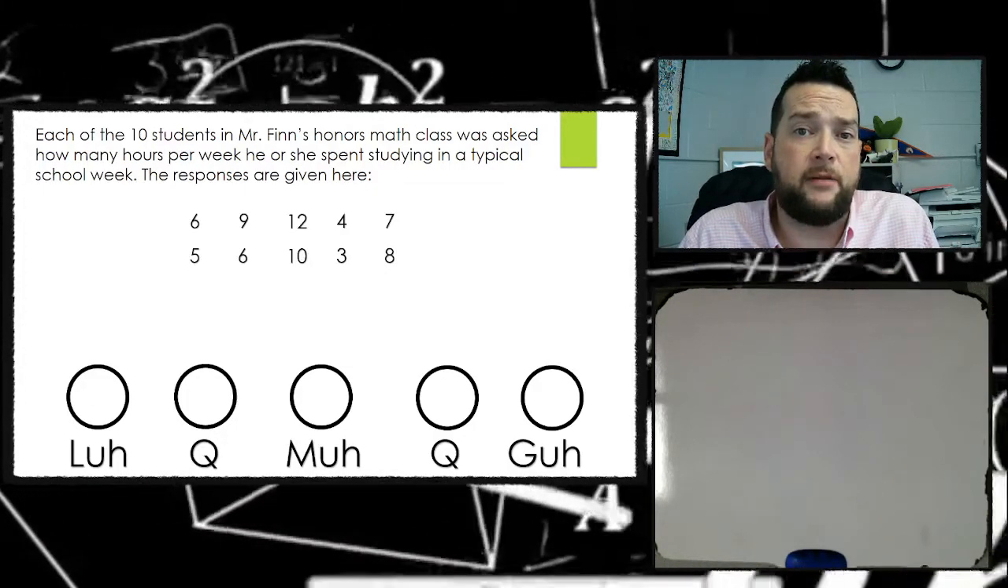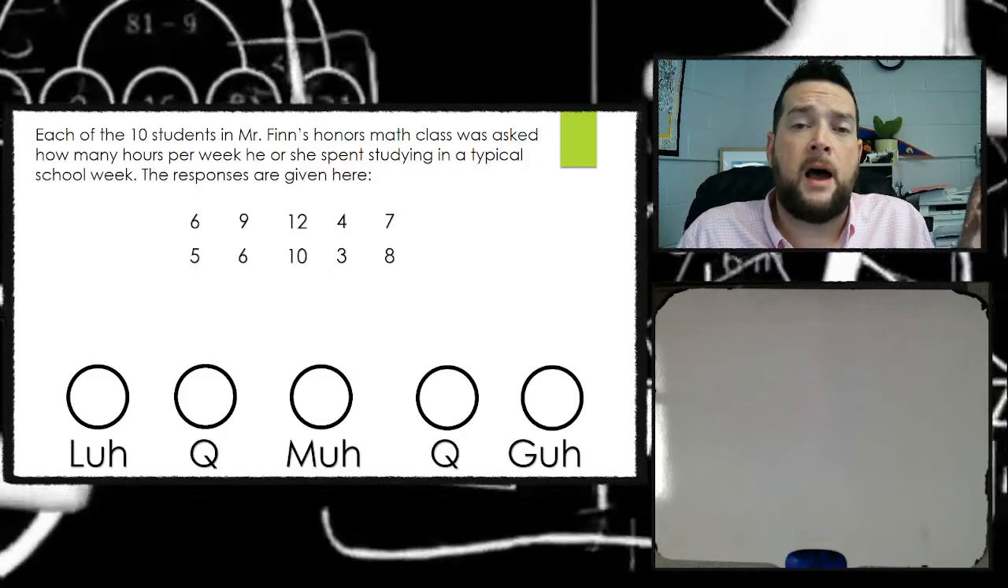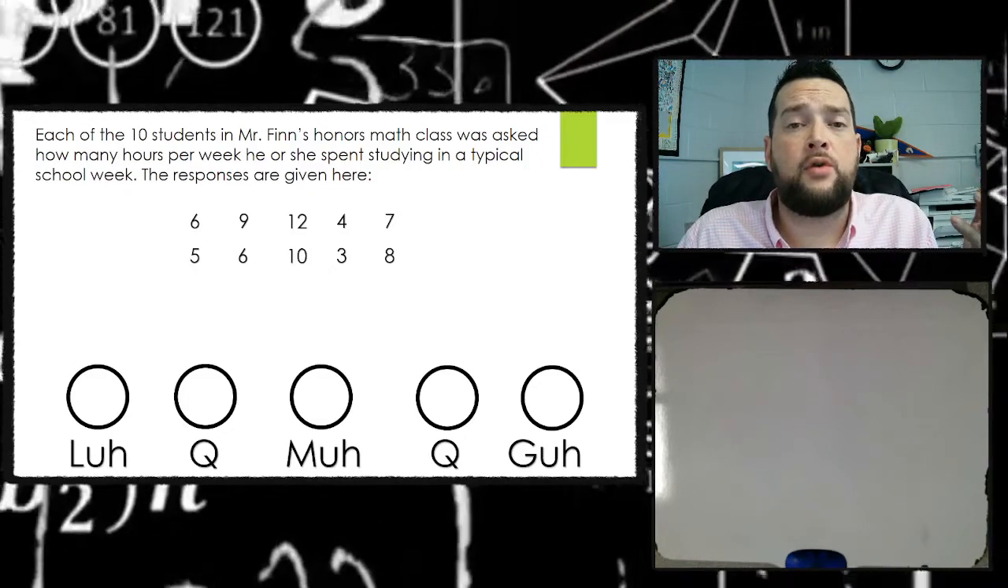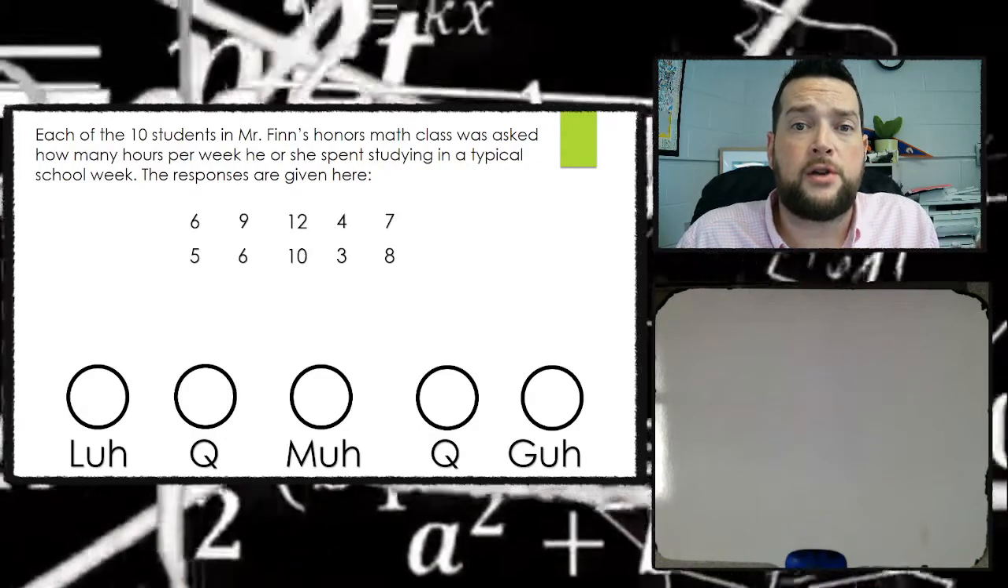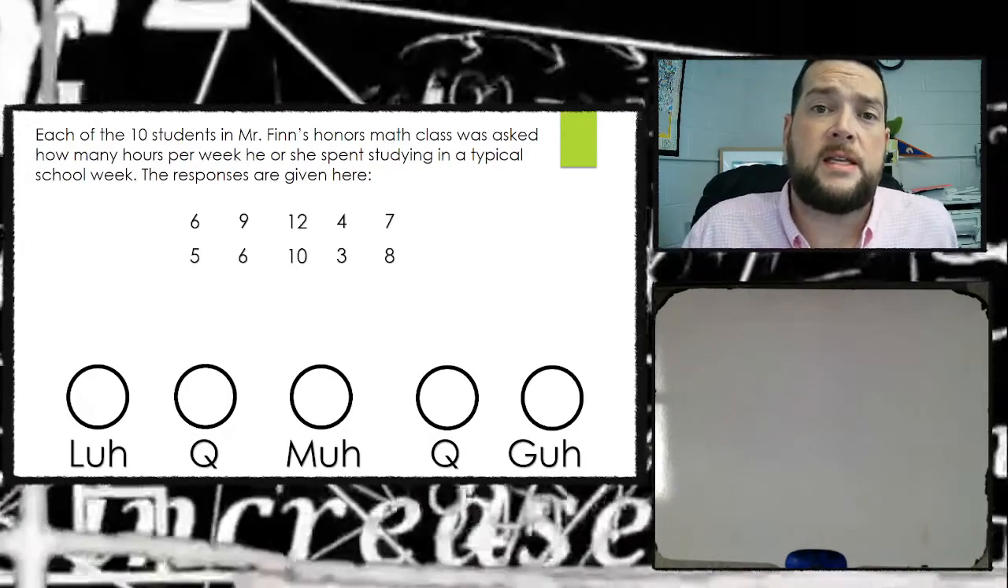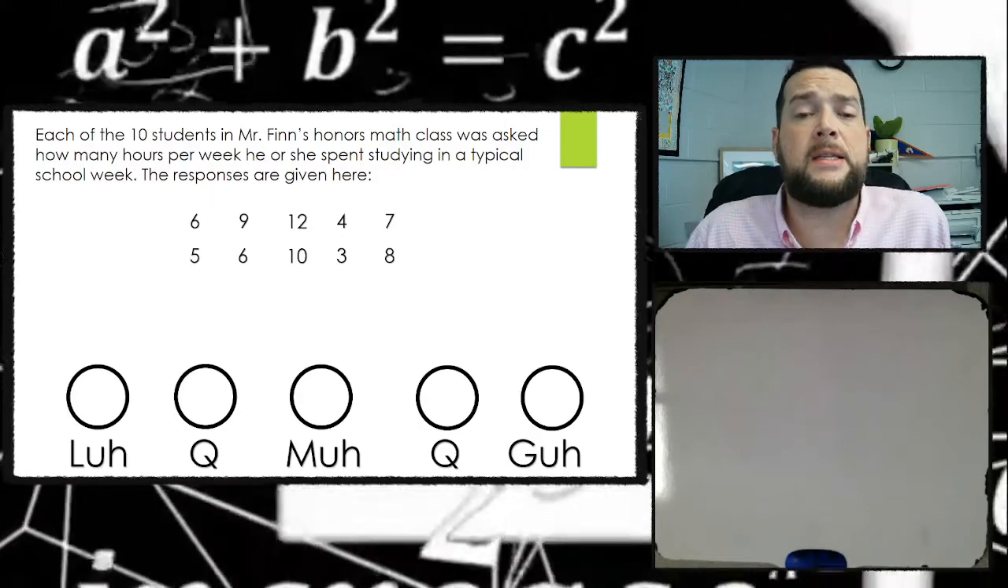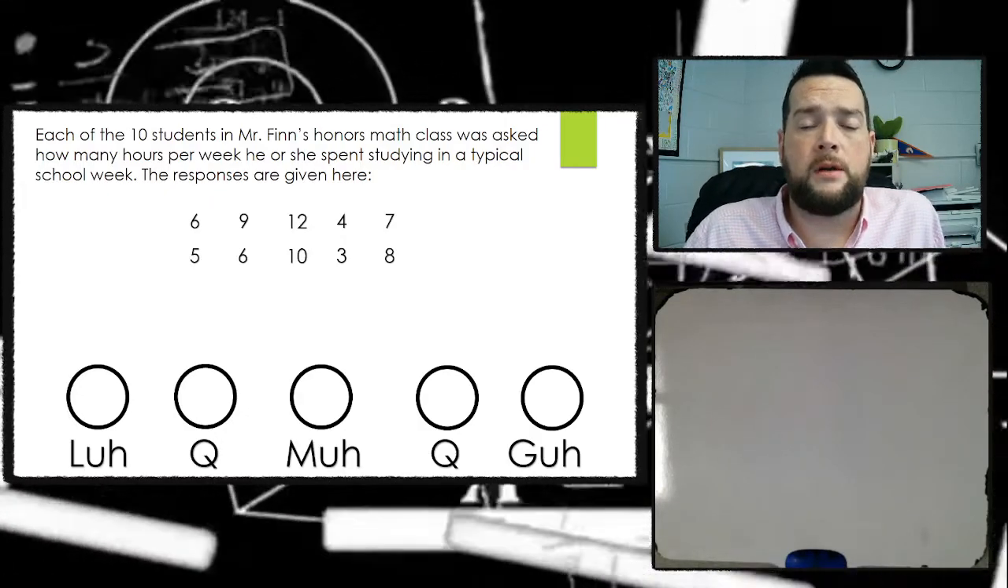The mean is the average. You've got a whole different process for finding that. If you don't know how to find the mean, I've got a video already uploaded that you can search for. Just look for the one that says the measures of central tendency, mean, median, and mode. It'll tell you how to find that.